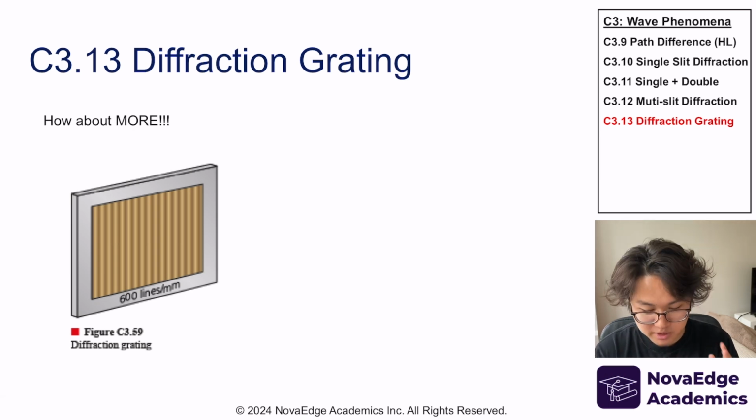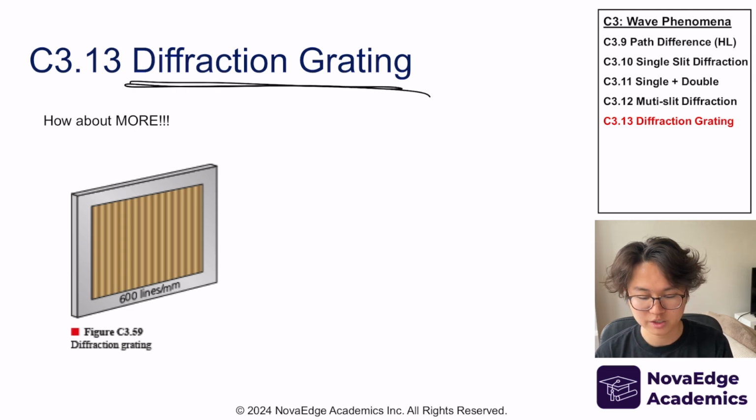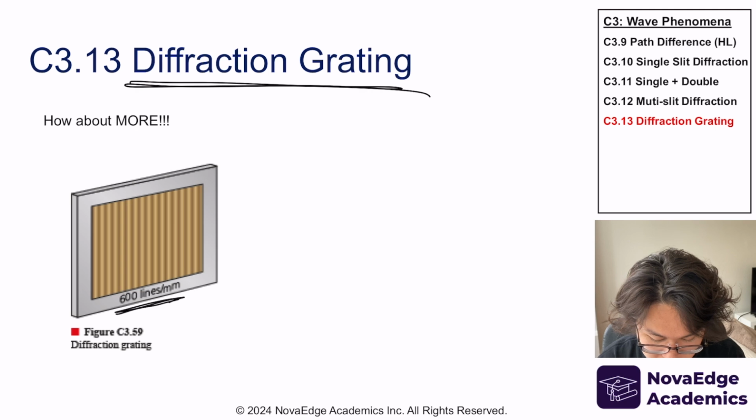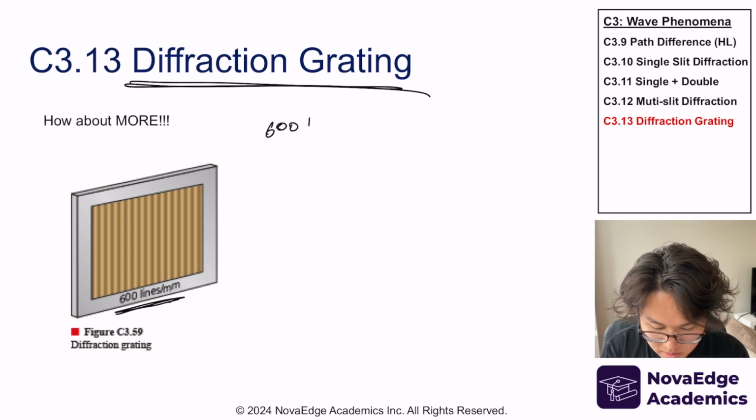Now, how about more than 20 slits? 20 slits looks like a lot, right? But what if I have more than that? Well, that's actually where we get to something called a diffraction grating, because a diffraction grating has way more than that. In fact, the grating that they tell you is something like 600 lines per millimeter, or 600 rulings per millimeter.